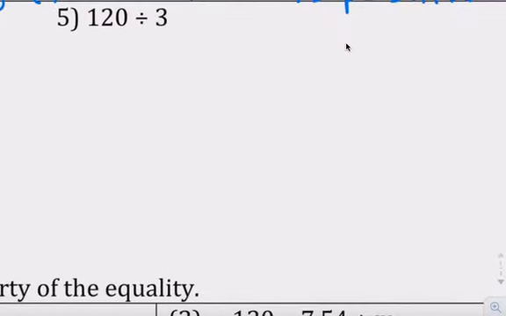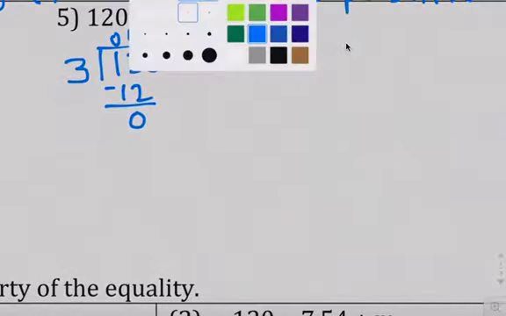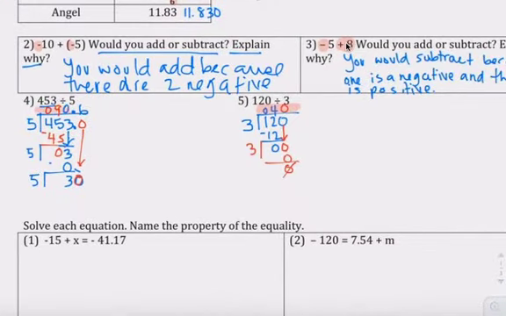Number 5, 120 divided by 3. 3 cannot go into 1. You put a 0. 3 into 12, 4 times. 3 times 4 is 12. Subtract 0. Bring down this last 0. You have to divide by this 3. 3 into 0 is 0 times. There's nothing left. So 40 is your answer. Here's 90.6.